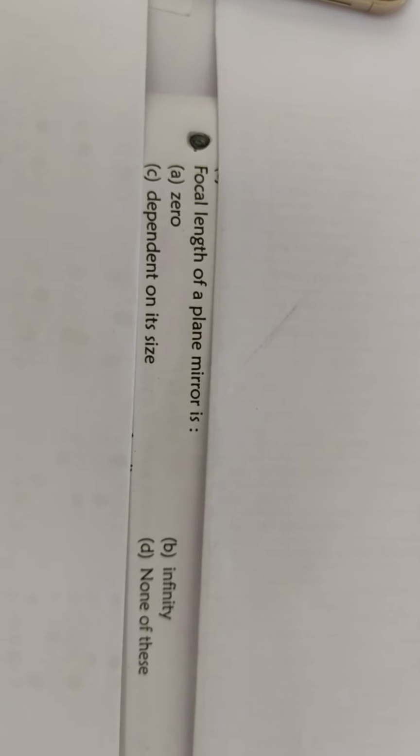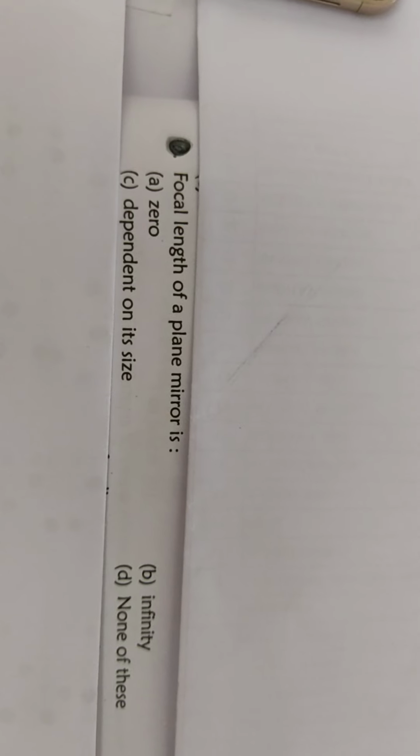Now, the next question is, focal length of a plane mirror is. If you have listened to the previous videos, you should be knowing the correct answer. We know that plane mirror is a special case of, we can say, convex mirror. Because when the object is at infinity, image is virtual and erect, and it is formed at infinity on the other side. So we can say plane mirror is a convex mirror whose focus lies at infinity, or in other words, whose focal length is infinity.